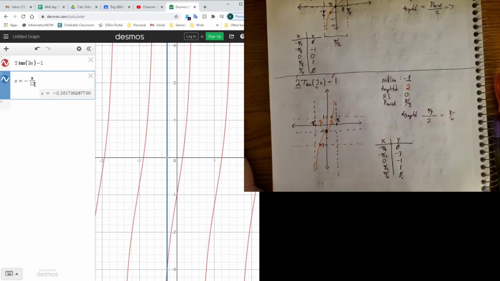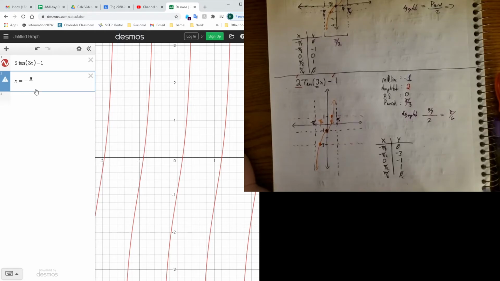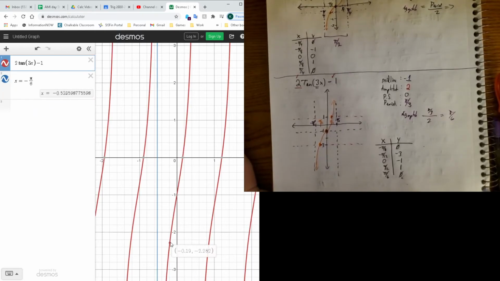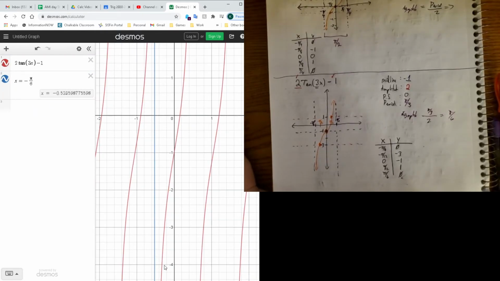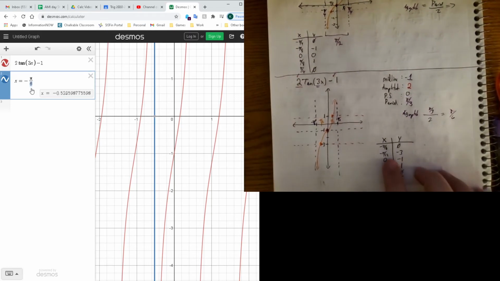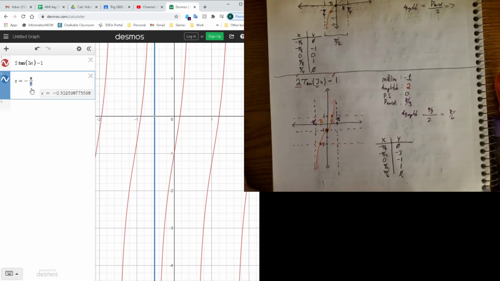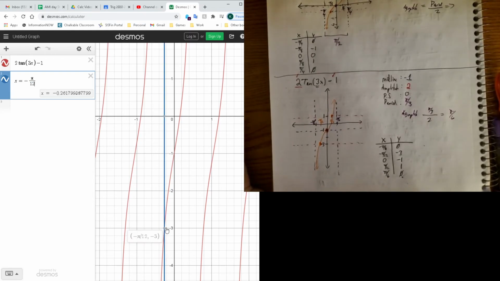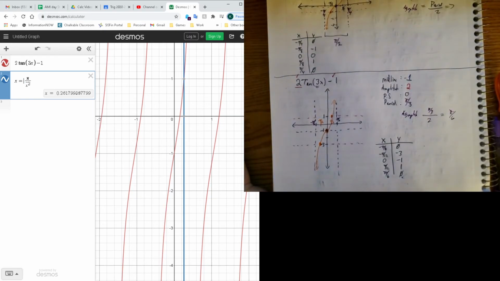Oh, wait, sorry. It should be at negative pi over 6. I can see that this middle graph does in fact asymptote to this blue line here. It's clearly approaching, but not actually getting there. At negative pi over 12, I should have the point negative 3. So I change this to a 12. There it is. Beautiful. At pi over 12, I have the point 1.